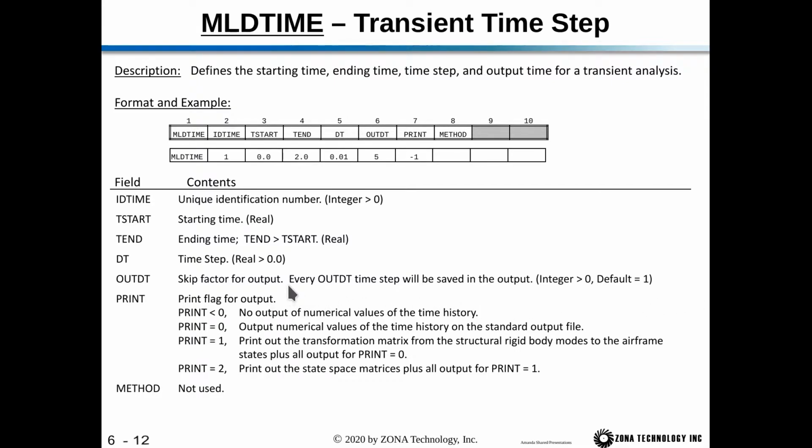Next, we have the print, which is a flag for the output. If print is less than 0, then there is no output. For print equals 0, then we output the numerical values of the time history on the standard output file. For print equals 1, we additionally print out the transformation matrix from the structural rigid body modes to the airframe states. And then for print equals 2, we additionally print out the state space matrices. And then the method field is not used.